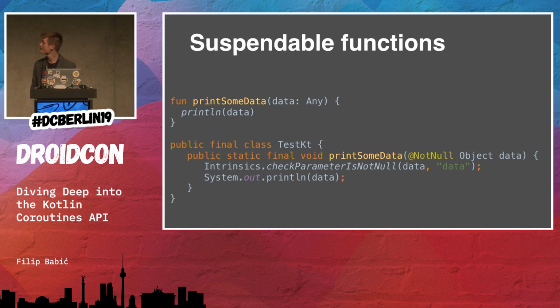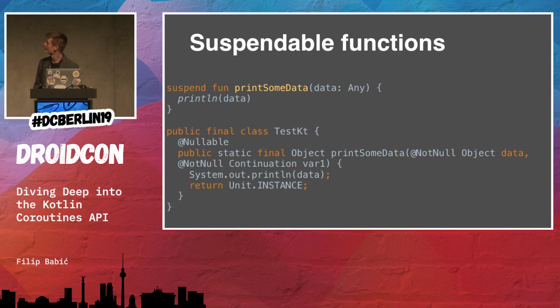So if you have this simple function which just prints out some data, and you decompile it to the bytecode, you get something like this. You get a static function which doesn't return anything, and it receives the data you passed in, checks it for non-null values because this is Kotlin and we don't really allow nulls, and it prints the data after the successful check. If you add this suspend modifier, this changes a bit.